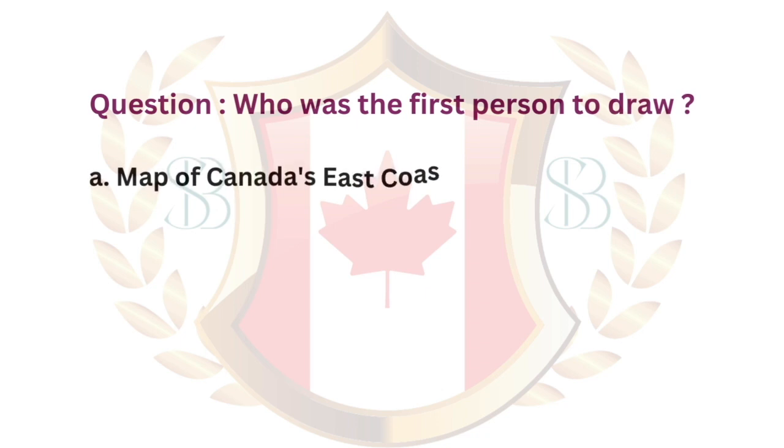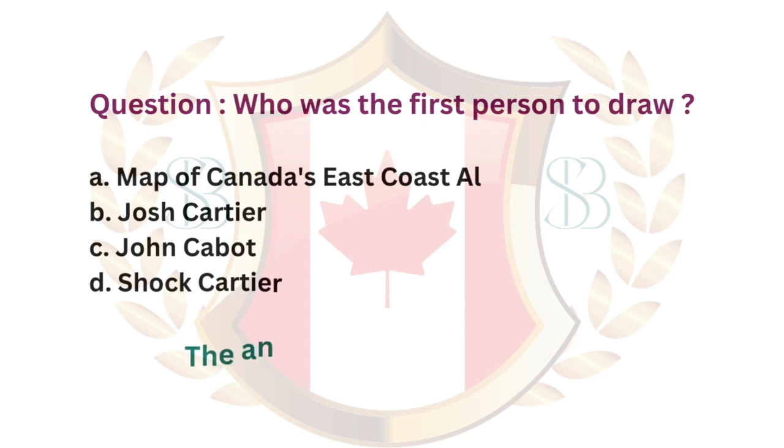Question. Who was the first person to draw a map of Canada's East Coast? A. Al. B. Josh Cartier. C. John Cabot. D. Jacques Cartier. The answer is C. John Cabot.